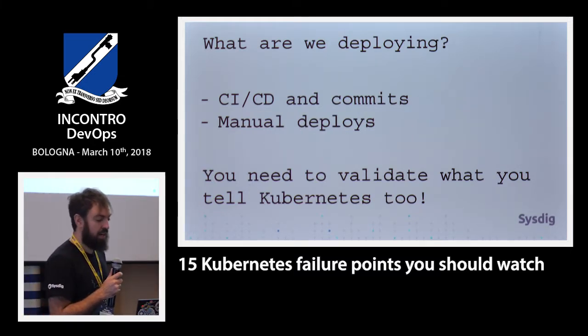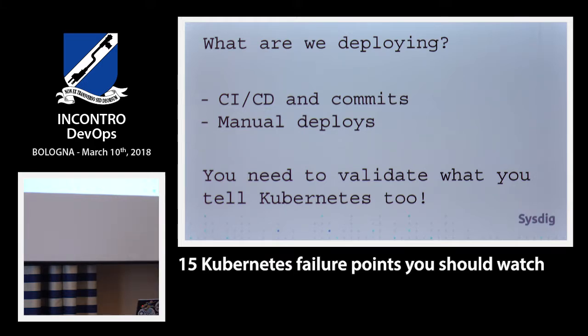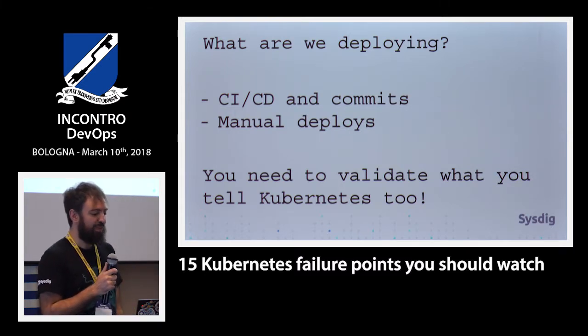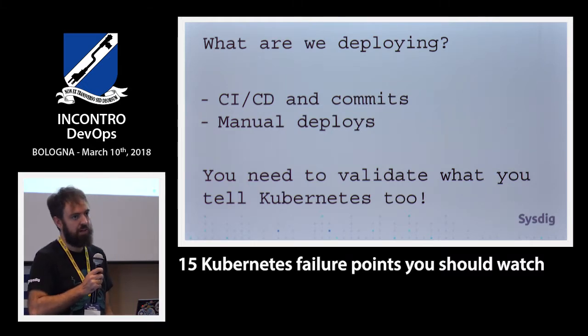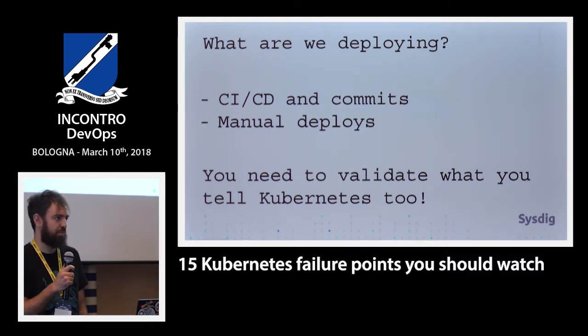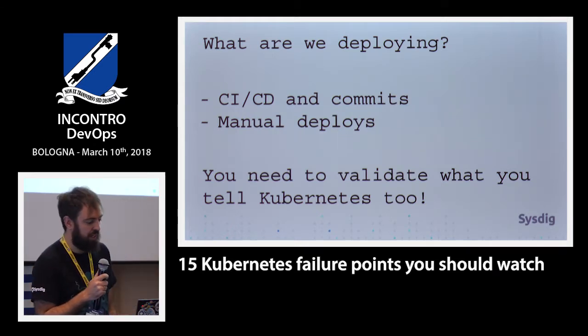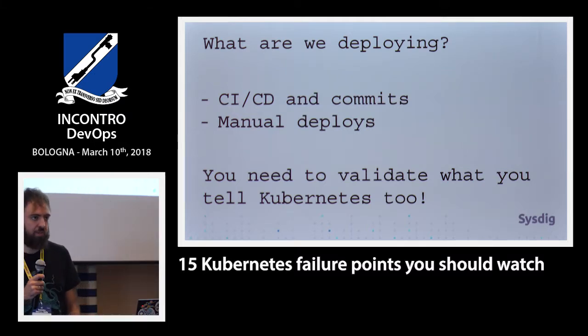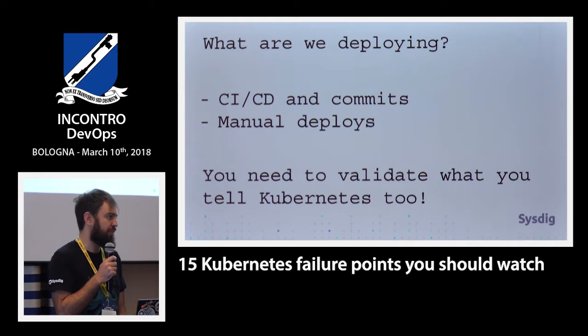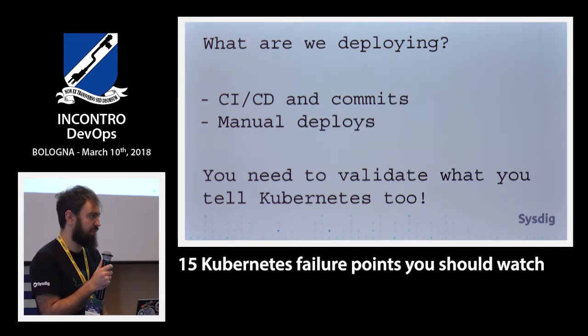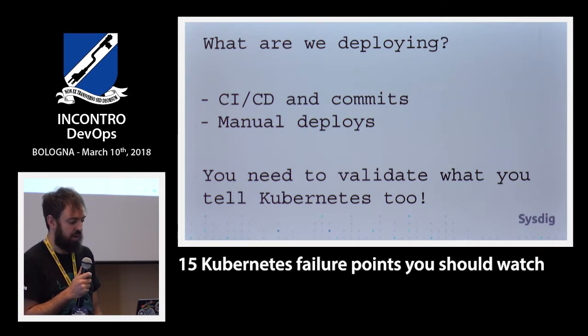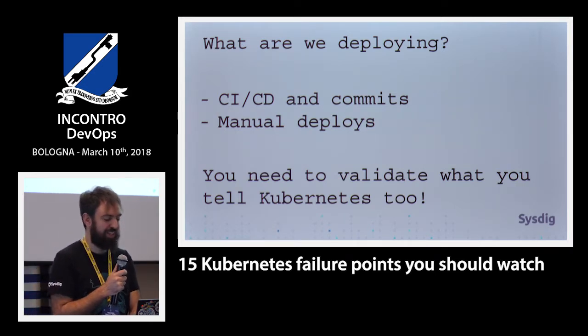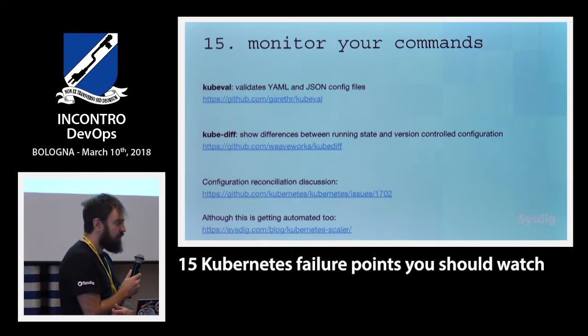Finally, oh, perfect timing. The last point of failure is always going to be the human part, okay? What are we deploying? I don't care if you have a CI/CD pipeline, super hipster DevOps procedures to deploy your applications, or you are just deploying things manually. I don't care if you run kubectl with a wrong manifest, or you commit a wrong manifest into your GitLab or GitHub. You need to validate everything that a human does. So there are a few options for that.